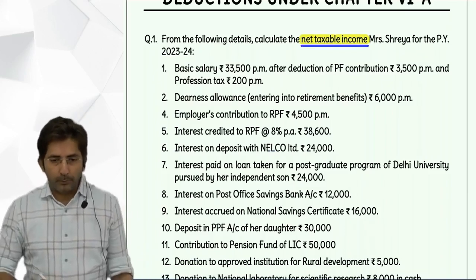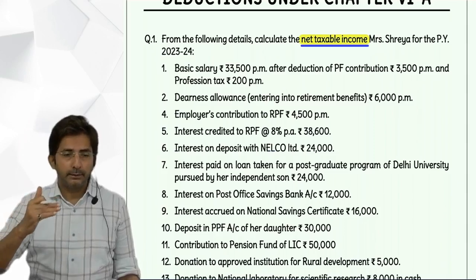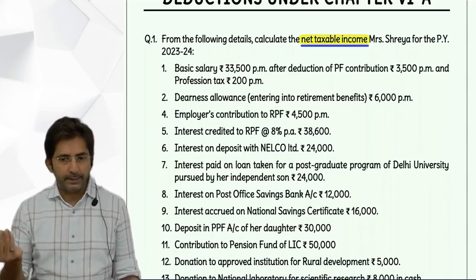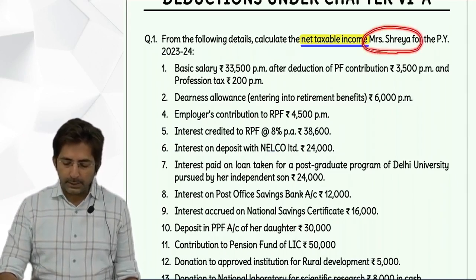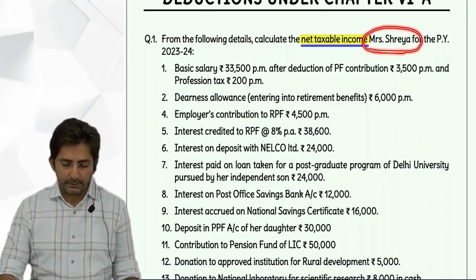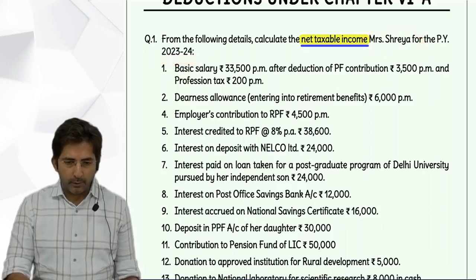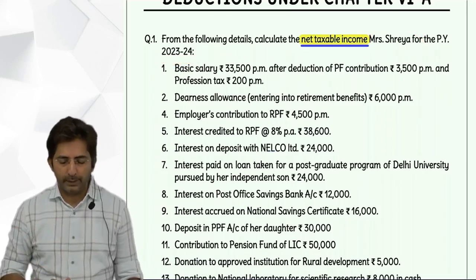So tell me what will be your format. First you will have to calculate 5 heads of income. Then one by one all items of chapter 6A sections. And then the final answer is net taxable income. Now Mrs. Shreya is the assessee, name of the assessee. And previous year 23-24, is it casually given or is this a fixed previous year for our exam? It is fixed for our exam, 23-24.